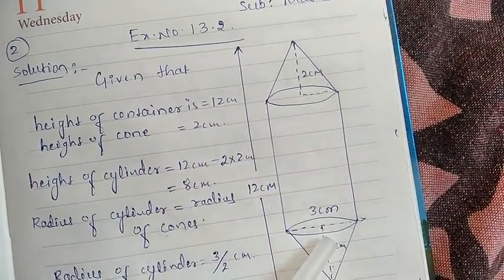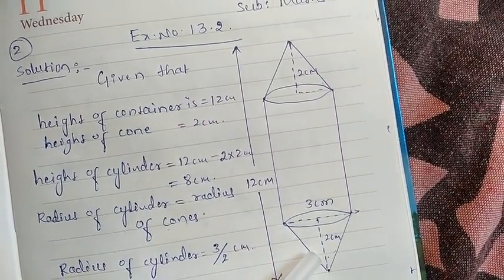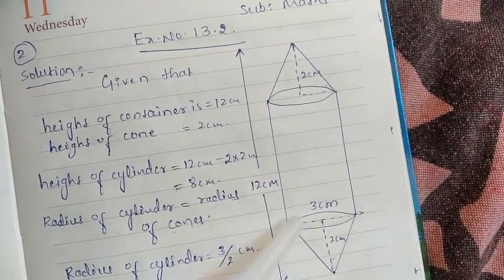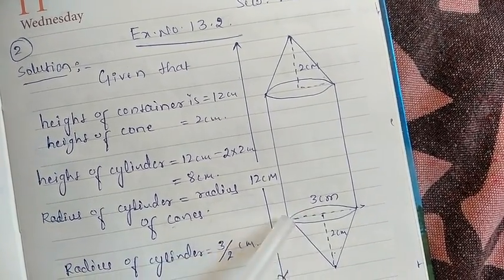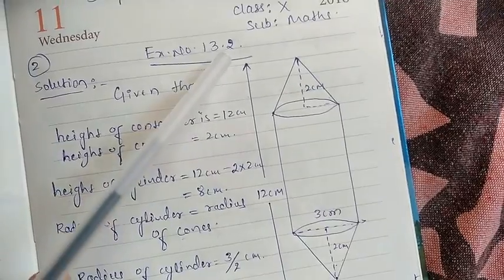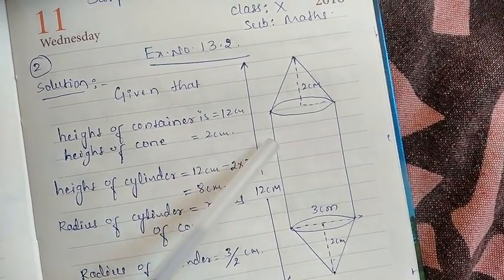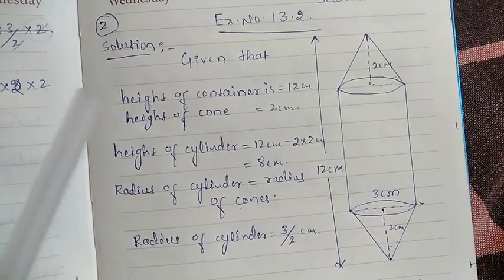Here is a cylinder shape and two cones attached to each end of the cylinder. The given height of each cone is 2 cm and the diameter of the base of the cylinder is 3 cm. This is also the same cone. Then the total height of this container is 12 cm. You have to find the volume of this model. So first you have to write the given, children.